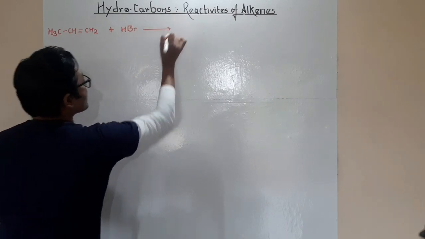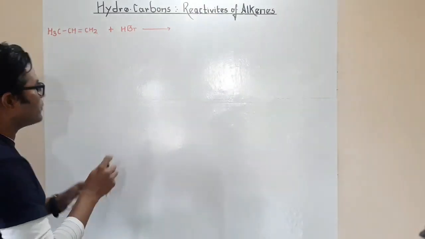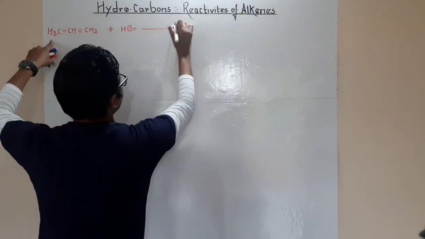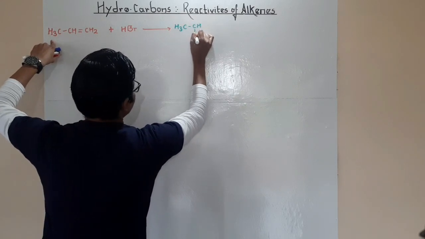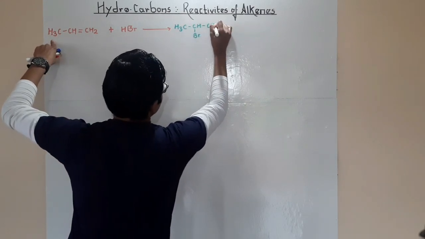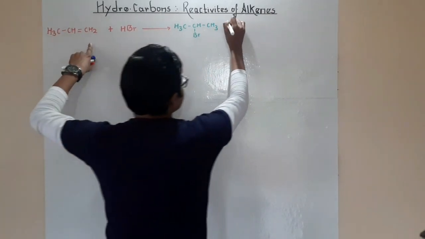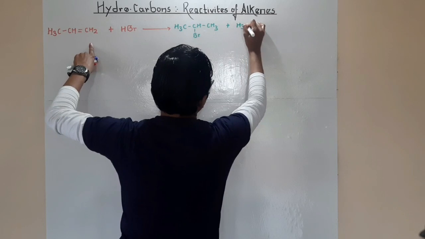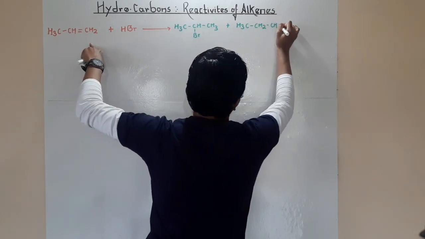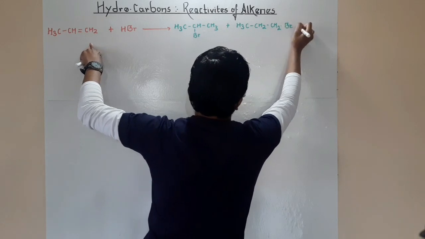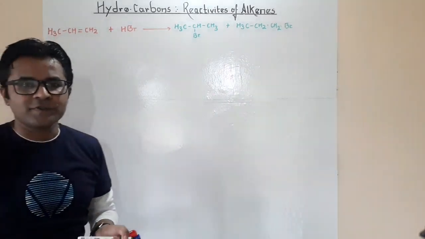when this reaction occurs, according to Markovnikov's rule, the major product is CH3 CHBr CH3, correct? Plus, we are going to have CH3 CH2 CH2 Br, and this is the minor product according to Markovnikov's rule.